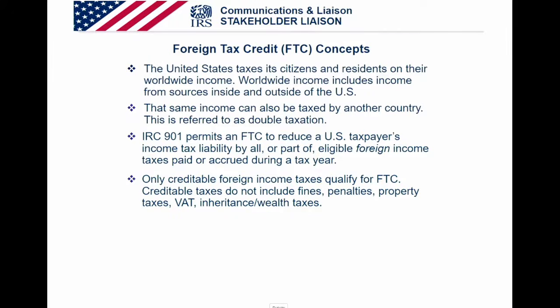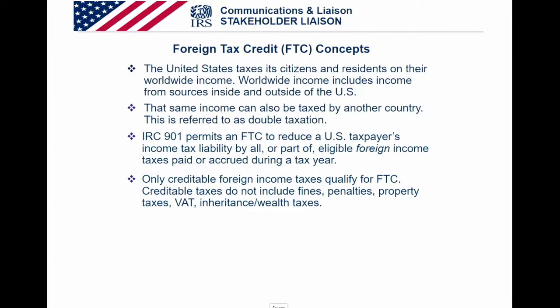The U.S. person will be taxed then also by the U.S. on the same income, resulting in double taxation. The FTC may significantly alleviate the double taxation on these U.S. persons. Now, why do we say significantly alleviate? This is because there are some limitations and requirements that have to be met to qualify for the FTC.